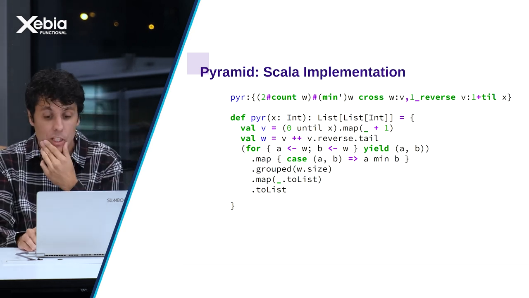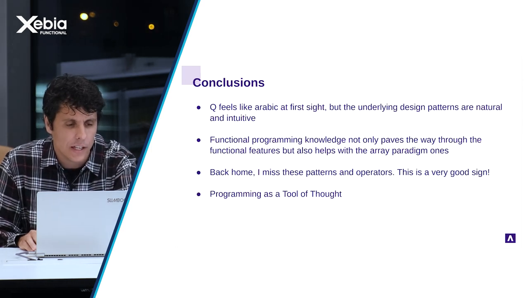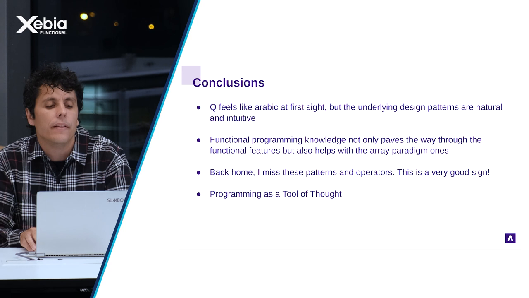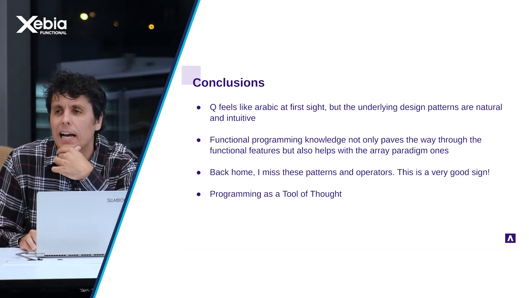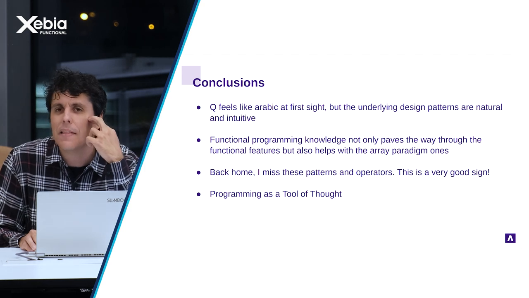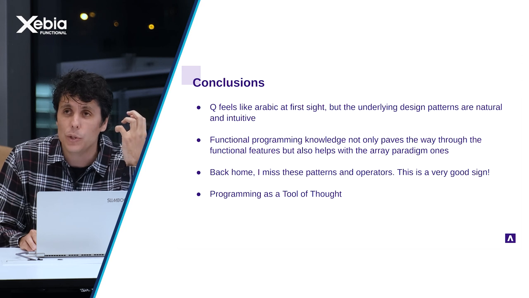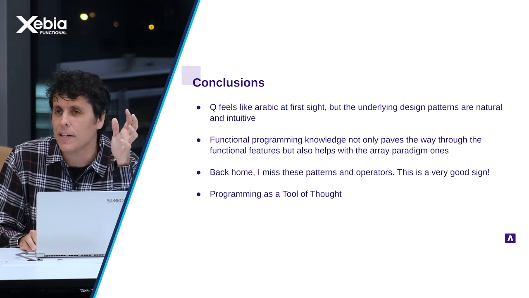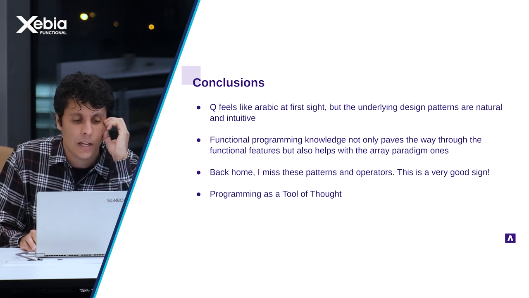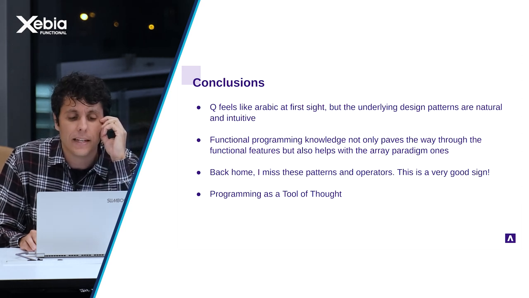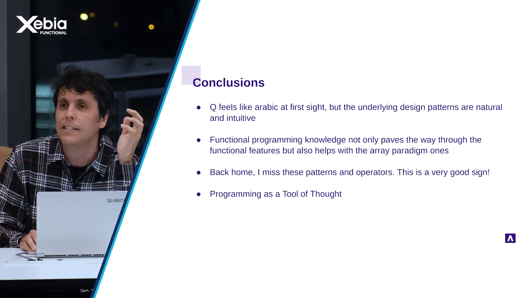Okay, so we have implemented all the problems. So we are going to conclude. The first conclusion is that Q feels like Arabic at first sight, but I think that the major barrier is the syntax, is the notation. But once you get used to it, the underlying design patterns are very natural and they are very intuitive, at least in my view. So the other conclusion is that if you have a previous knowledge of functional programming, it's very useful.